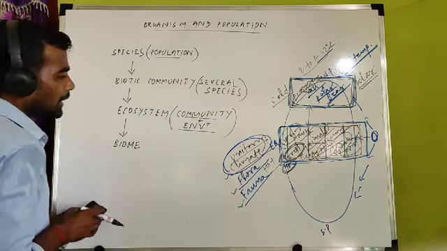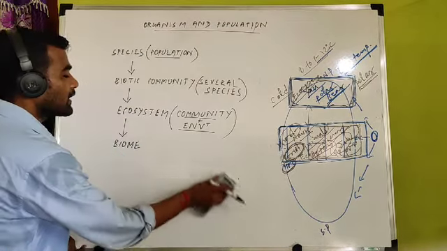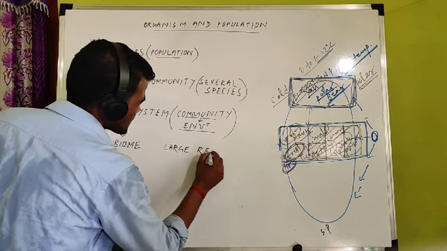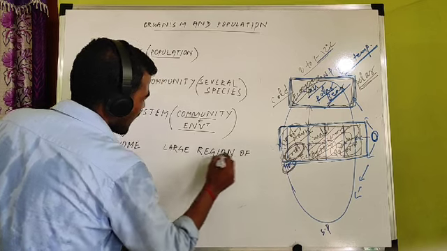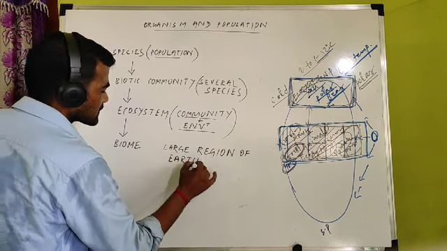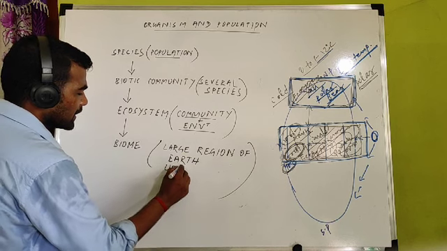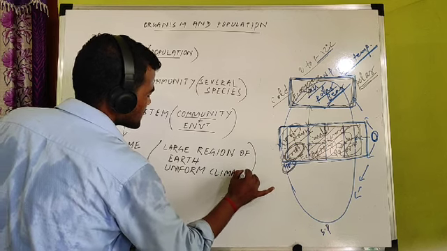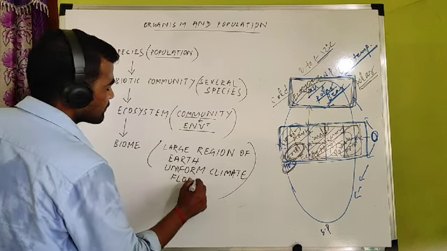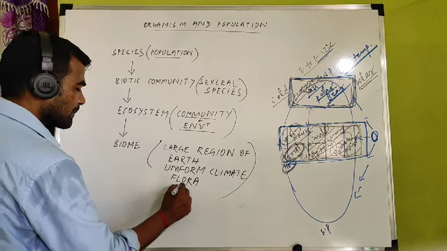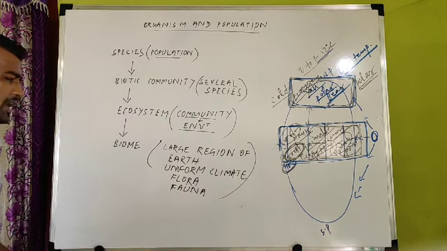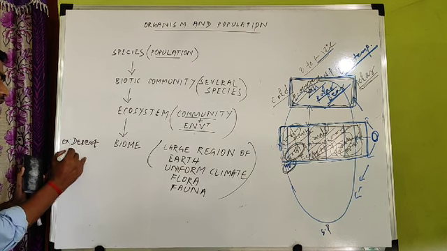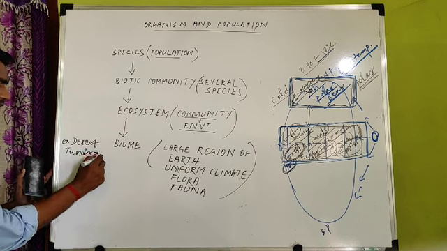So that's why a biome is a large region of the earth. What can I write for biome? It is a large region of the earth with uniform climate, with a specific flora and fauna. Specific flora means plants, fauna means animals. And one example of a biome is desert. Desert is one example of a biome. Similarly, the tundra region, polar. The tundra region is one example of a biome.